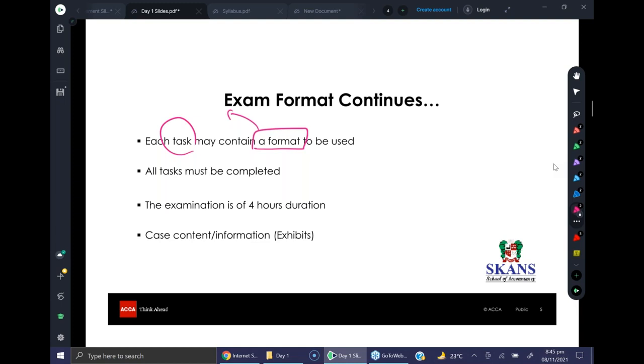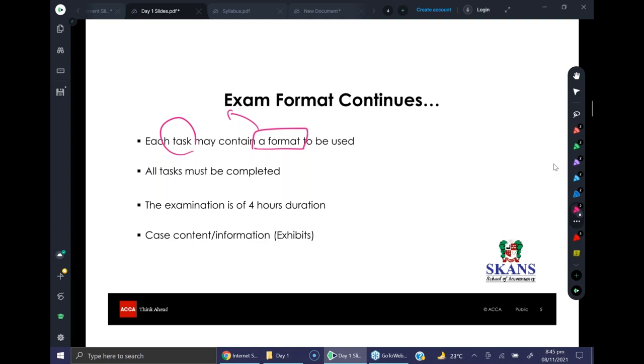So there may be one format for all requirements within, or there may be one format for one requirement for all parts within that requirement, or there might be separate formats for each part. So that changes with every exam attempt again. So we need to be ready for anything. But what are the different formats that can be tested in the exam?